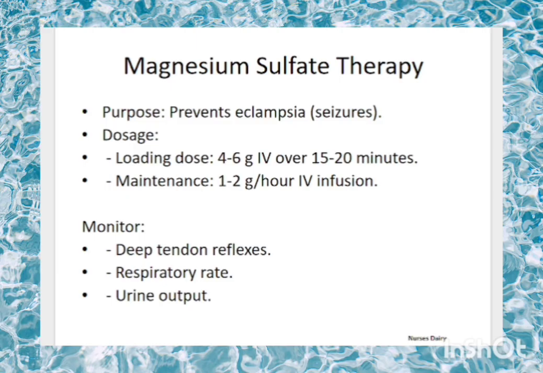So the dosage for magnesium sulfate, the loading dose as earlier stated, is 4 grams when giving IV. Should be given within 15 to 20 minutes. Then the maintenance dose is 1 to 2 grams, which is given hourly via IV infusion. And then when giving magnesium sulfate, these are the things we need to put in place or keep in mind.